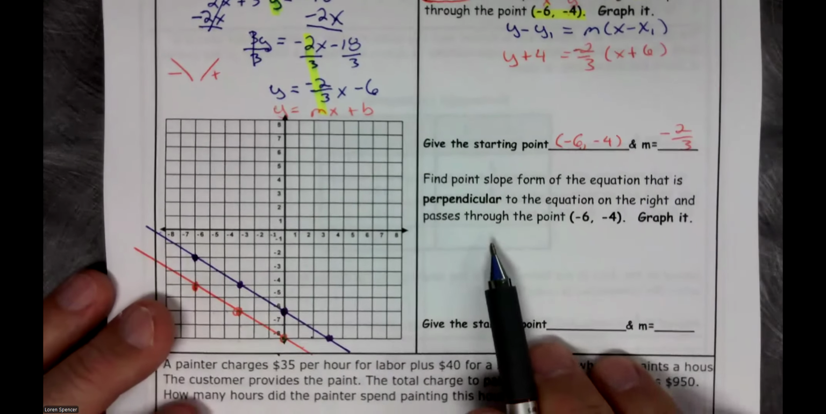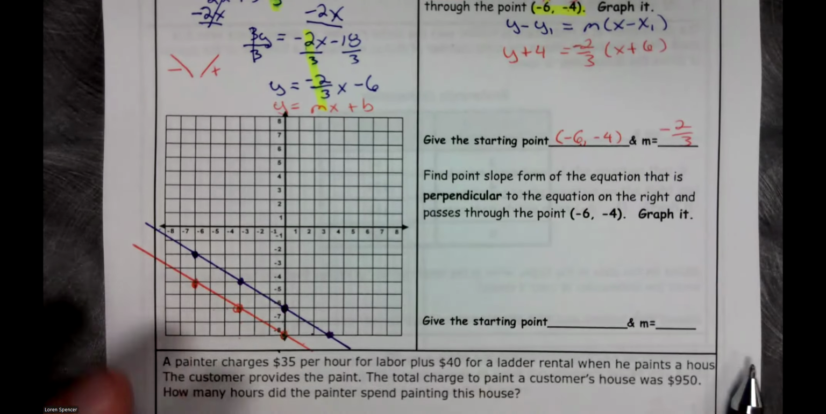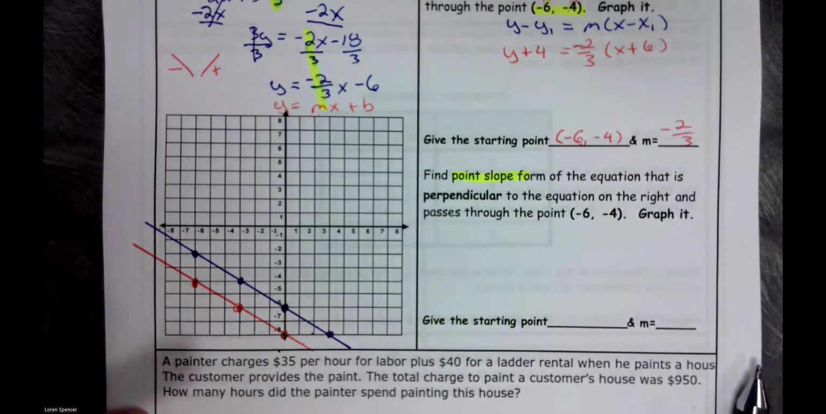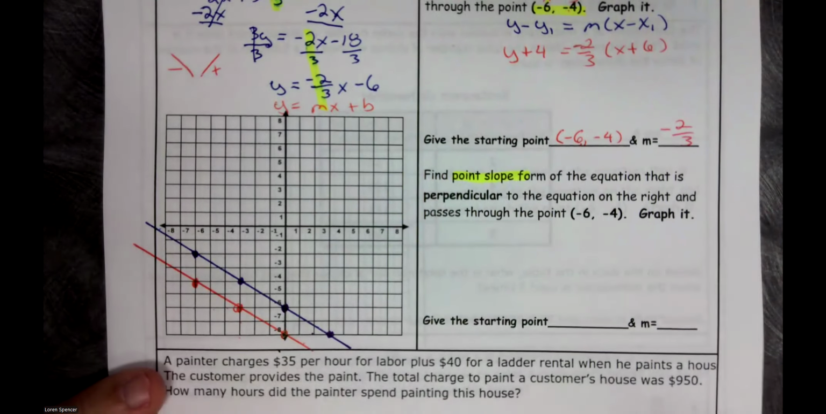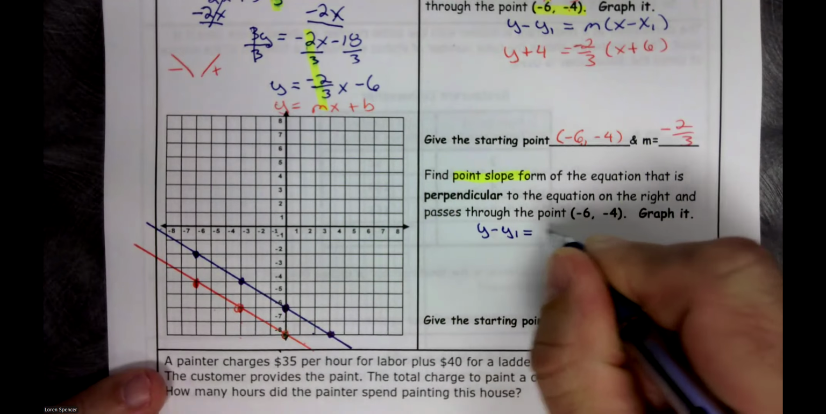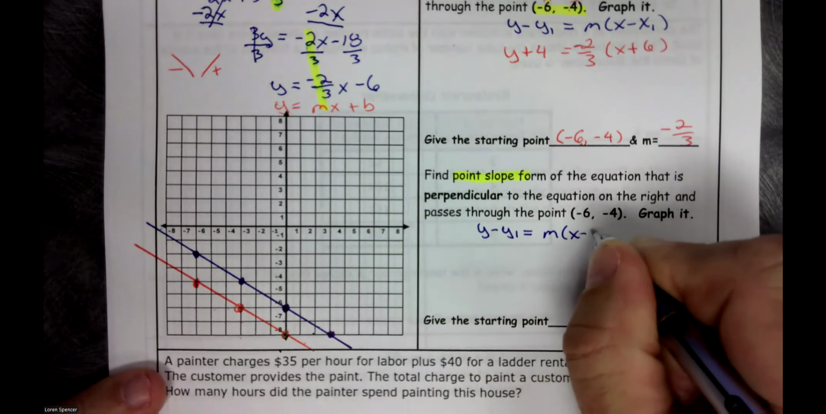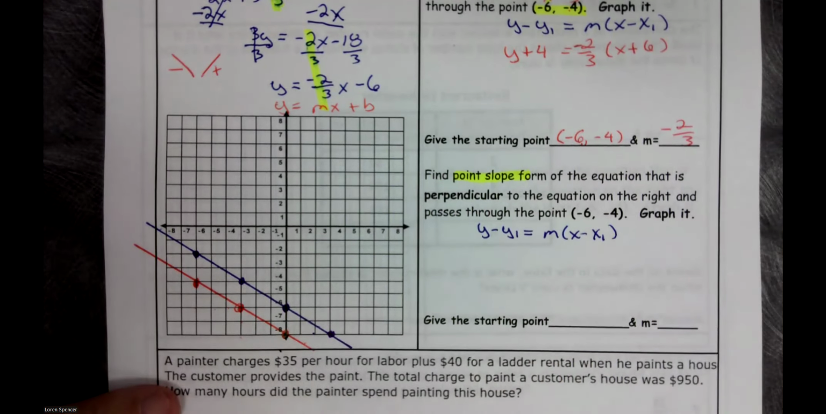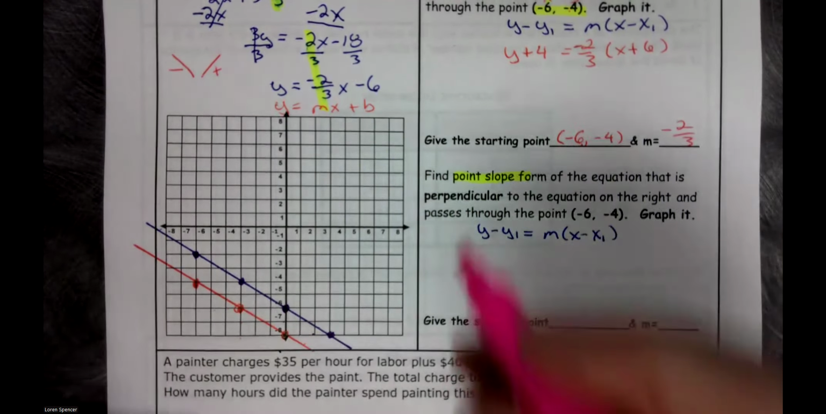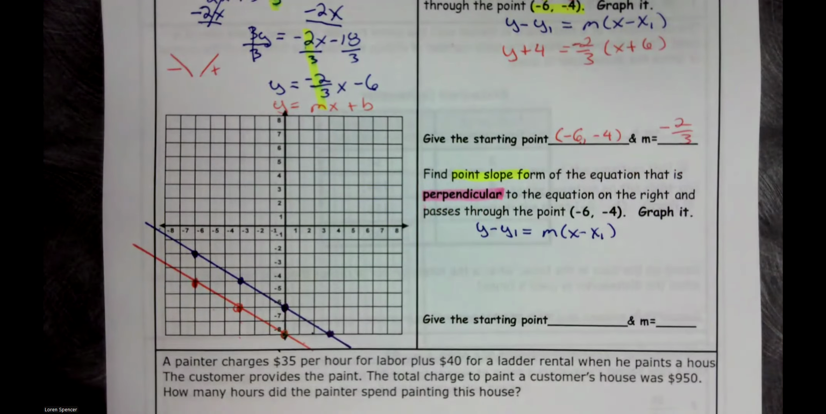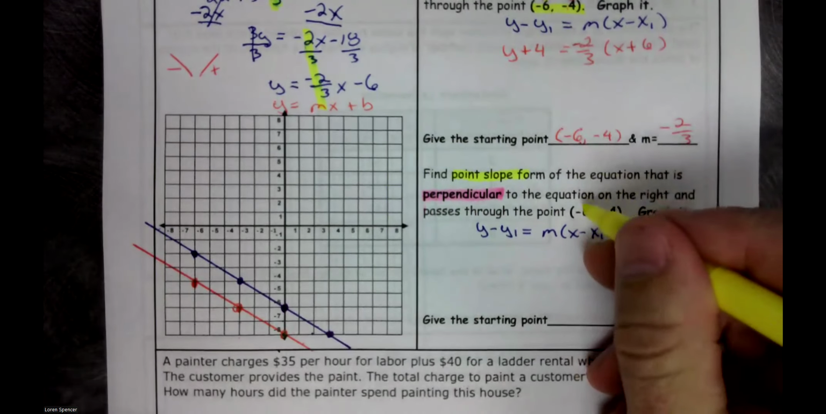All right, the next one, find a point slope form. Once again, they said point slope form. So when they say that, I know they want y minus y1 equals m times x minus x1. So that's what they want. But now they're saying perpendicular. All right, we're going to have to pay attention to that: perpendicular to the equation to the right and passes through the point -6, -4.